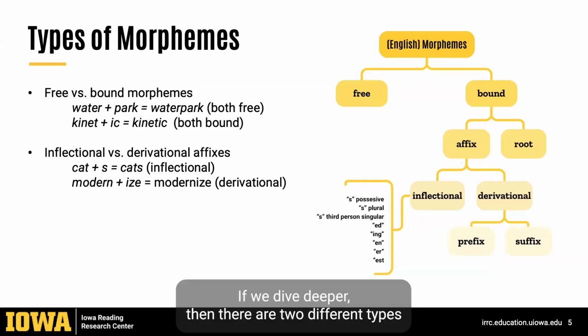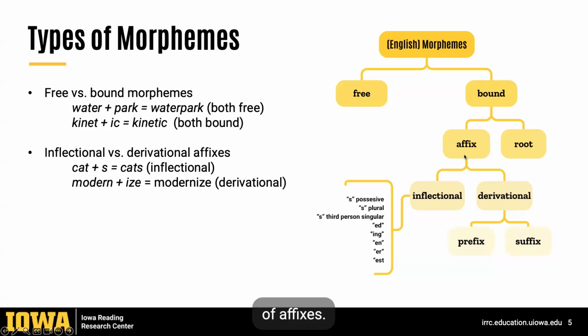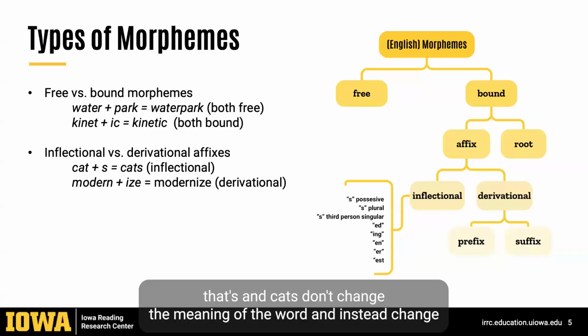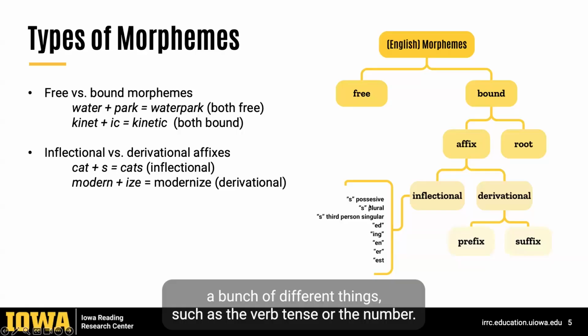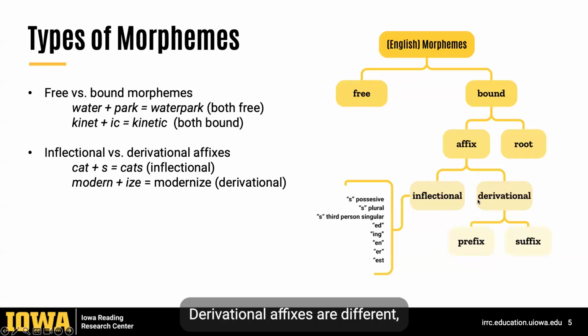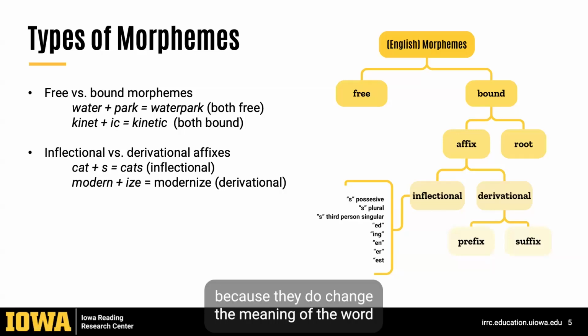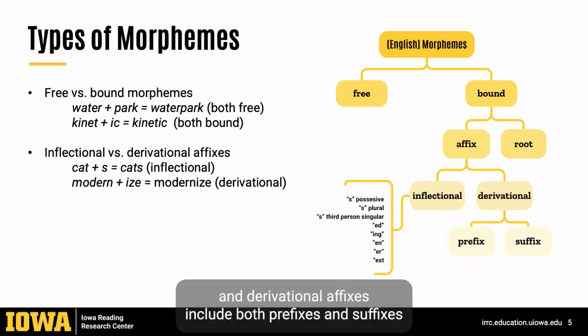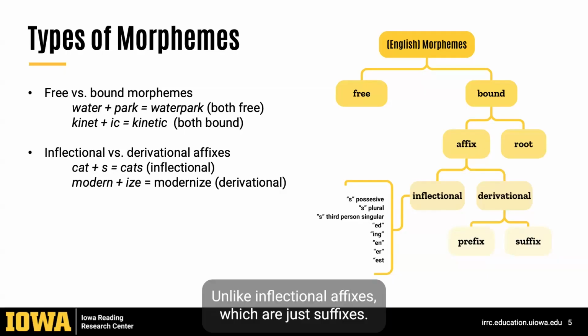If we dive deeper, then, there are two different types of affixes, inflectional and derivational. Inflectional affixes, like the s in cats, don't change the meaning of the word, and instead change a bunch of different things, such as the verb tense or the number. Derivational affixes are different because they do change the meaning of the word. And derivational affixes include both prefixes and suffixes, unlike inflectional affixes, which are just suffixes.